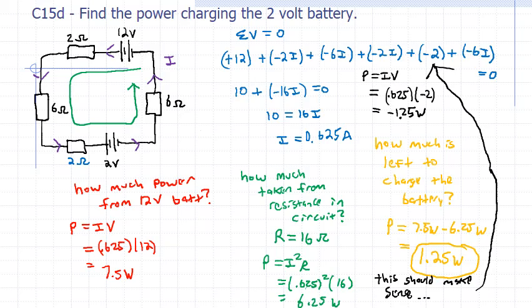And then again, if we look at just the current, we have the current here, we have the voltage, and that comes out to be the same thing. And again, that negative means that it's charging there.